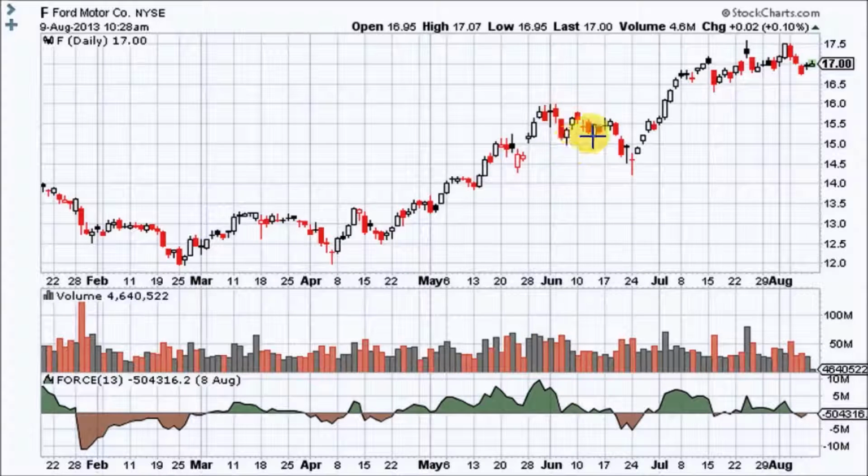It forms a bearish descending triangle. Okay, big volume on the break right here. The break of support there and there, big volume. Okay, sends it down. Nice little double bottom.